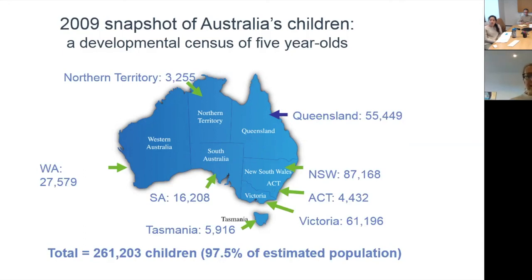And you can basically see that most children live on the eastern seaboard of Australia and in Queensland, New South Wales and Victoria, and that Australia is a very large country. It's about the size of the United States, but there's only about 24 million people that live in Australia, and most live on the outer edges of it.